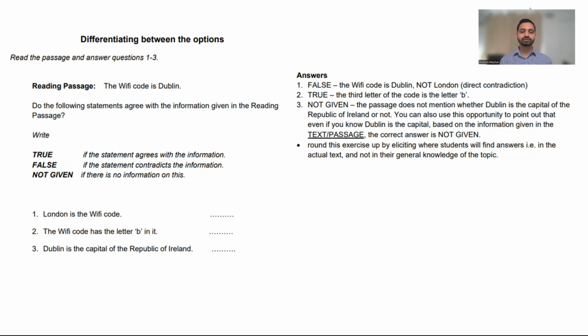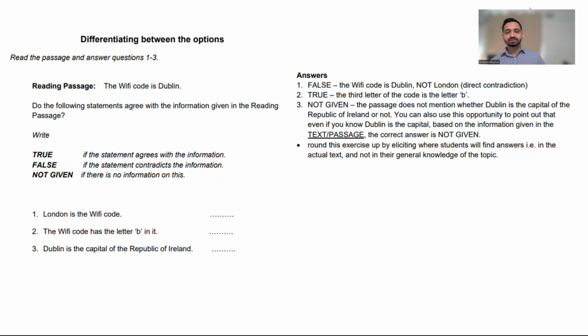Dublin is the capital of the Republic of Ireland. Look, it's universally true. Everyone knows that, but it's not been given to us in the text. That's the main thing. So that's why you would say not given. You're not going to say false, yeah? The passage does not mention whether Dublin is the capital of the Republic of Ireland or not. This is the opportunity I'm taking to point out that even if you know Dublin is the capital, based on the information given in the text or passage, the correct answer is not given.